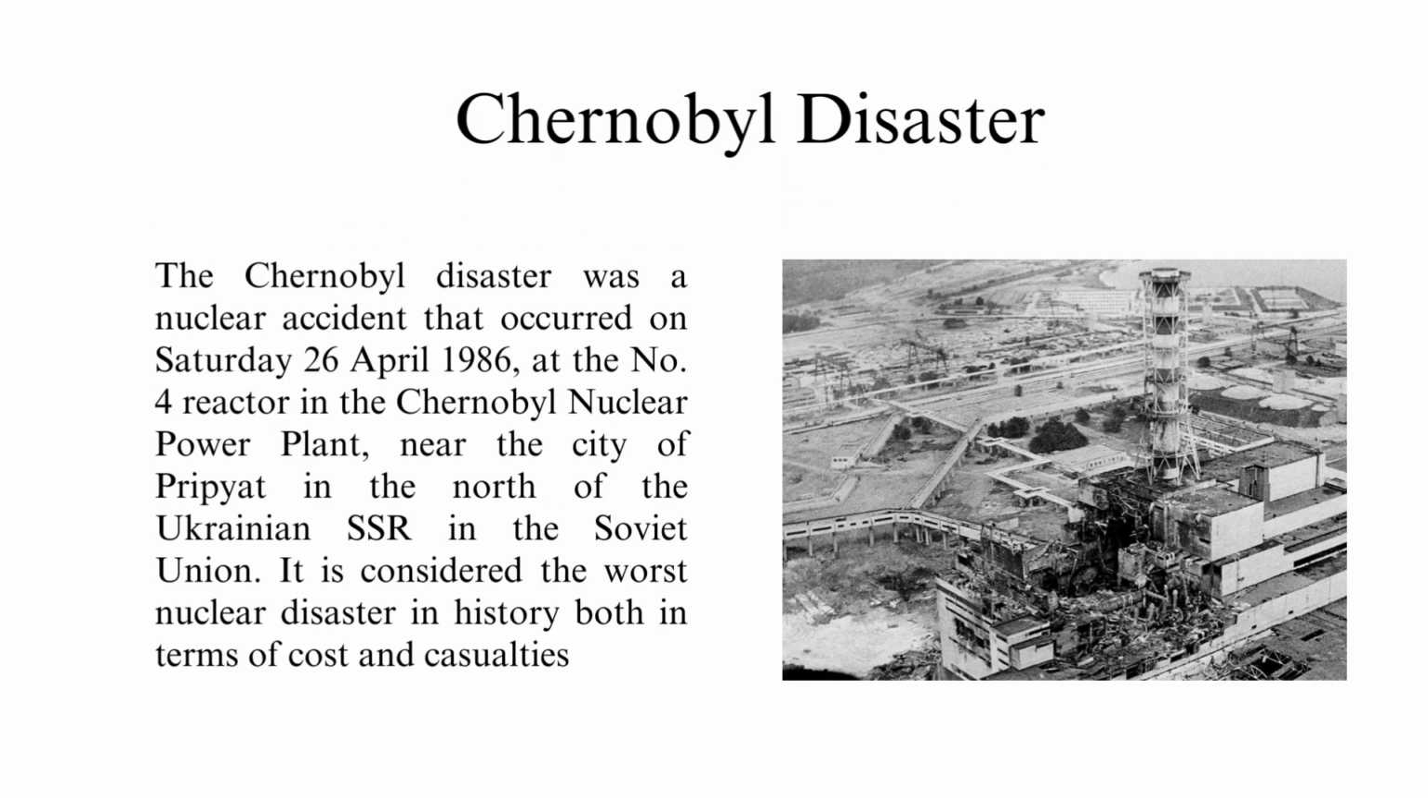Chernobyl disaster. The Chernobyl disaster was a nuclear accident that occurred on Saturday, April 26, 1986, at the No. 4 reactor in the Chernobyl nuclear power plant, near the city of Pripyat in the north of the Ukrainian SSR in the Soviet Union. It is considered the worst nuclear disaster in history both in terms of cost and casualties.